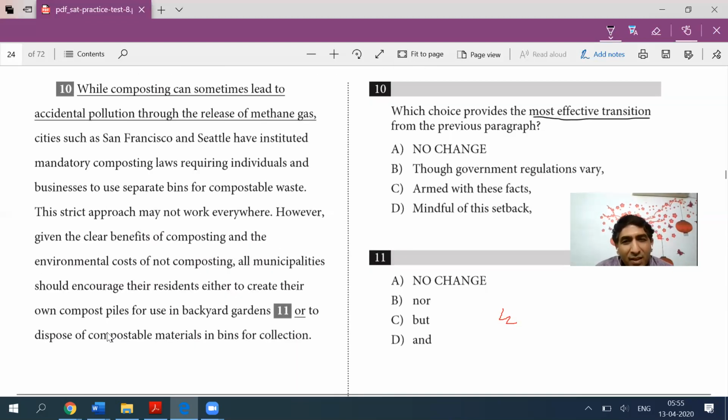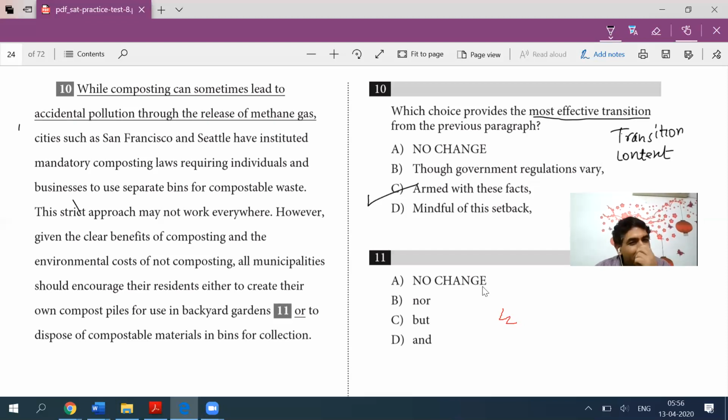I would rather say, through government regulations vary, armed with these facts looks like a good choice. Let me see whether it goes. Armed with these facts, cities such as San Francisco and Seattle have instituted mandatory composting laws requiring individuals and businesses. So fine, these facts do tell us that so much food is wasted. So why not turn it into compost? So armed with these facts looks like a good choice for this one. So this was a transition question, and for this we need to be aware of the context.